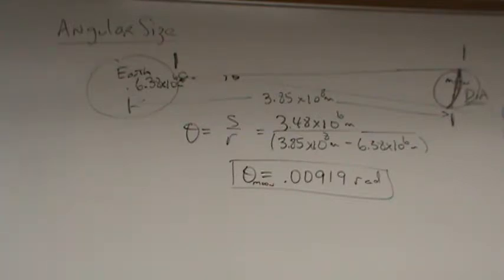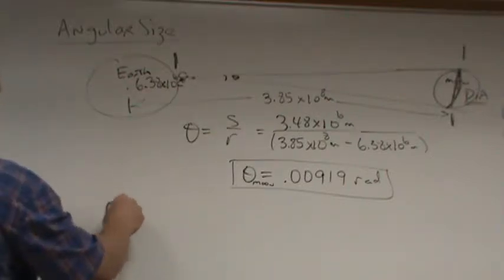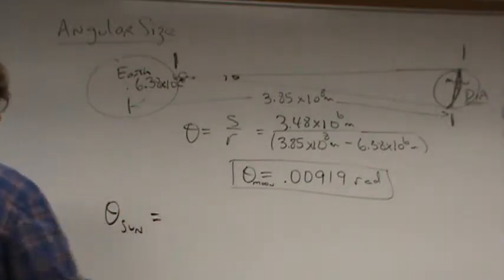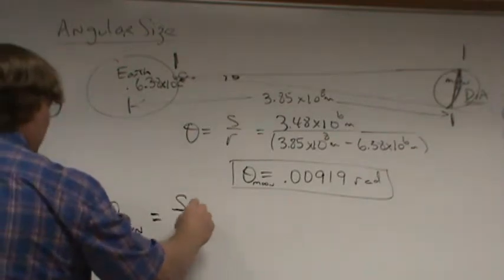Well, what comes next is I'd like you guys to find the angular size of the sun. Go ahead and do that now. And it'll be S over R.